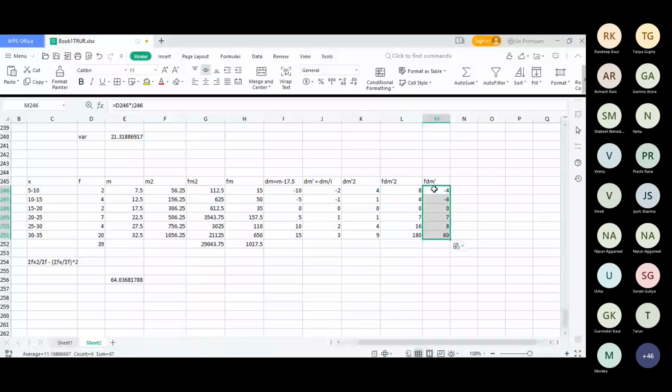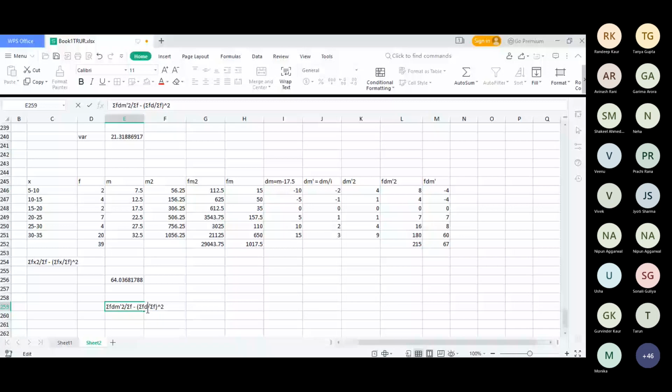Now you have to make the summation of this, summation of FDM dash. So summation of FDM dash is 67. Summation of FDM dash square is 215. So if we are making this formula like this, the formula becomes like this only. The only difference is that this x becomes DM dash, and this x also becomes DM dash.